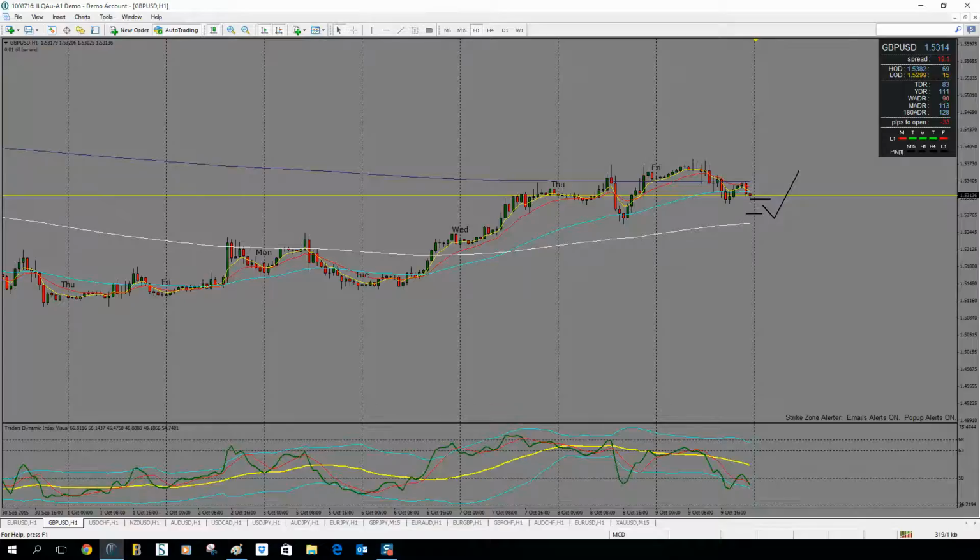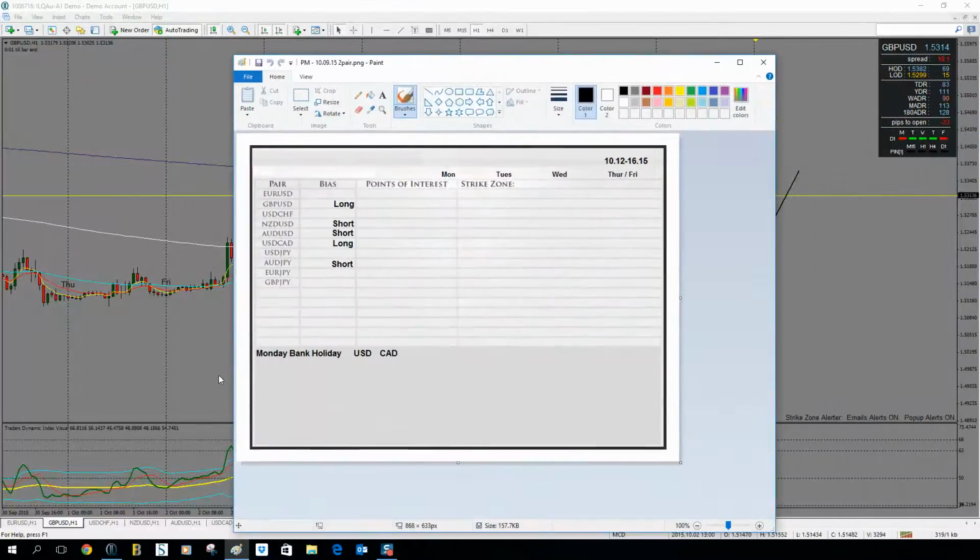Now, just as a word of note, Monday and Tuesday, we have bank holidays for the US dollar and the Canadian dollar. So there may be a little bit of stagnation in the market, so to speak, on Monday. We'll watch and see how it plays out.